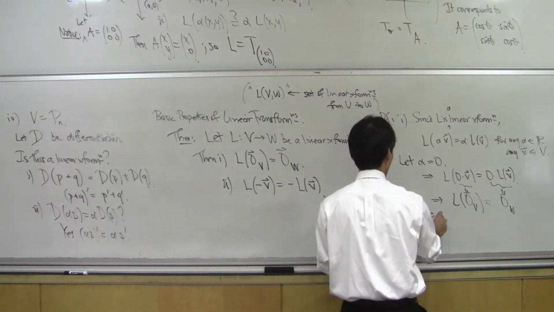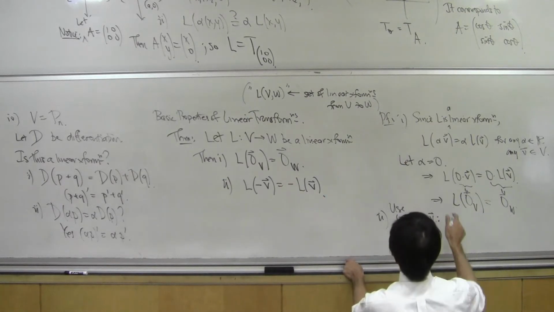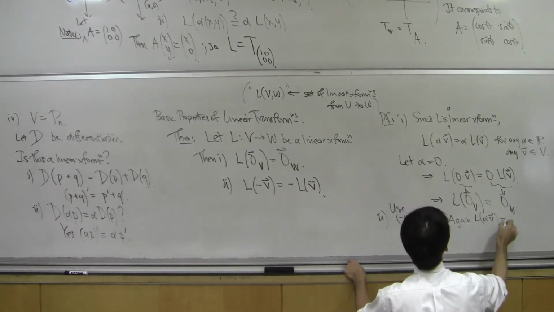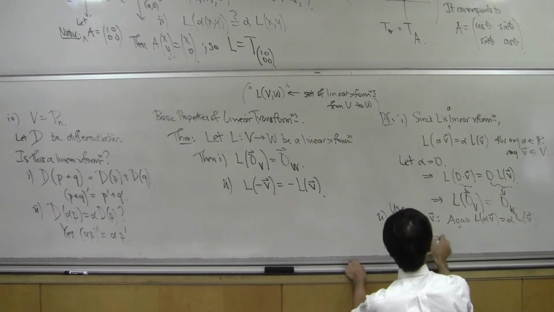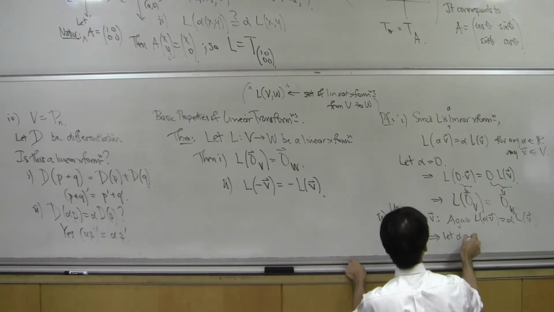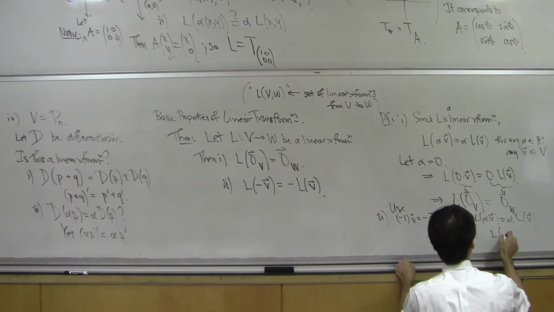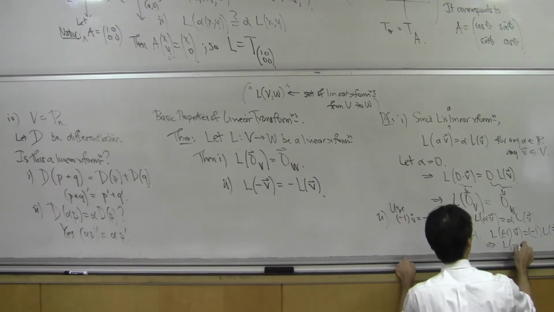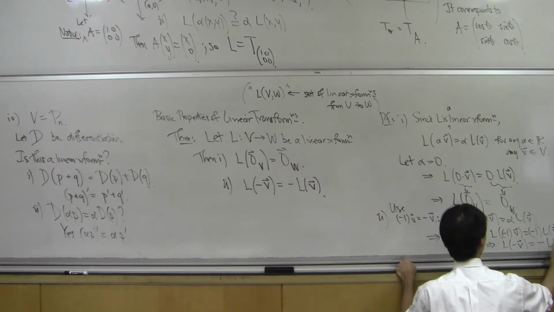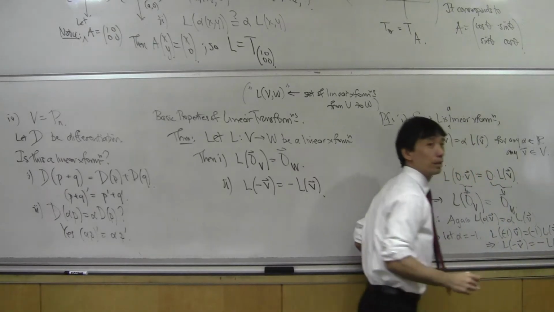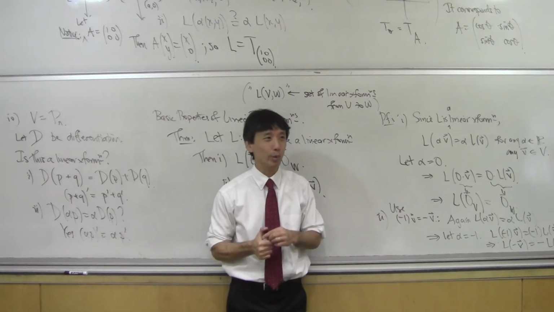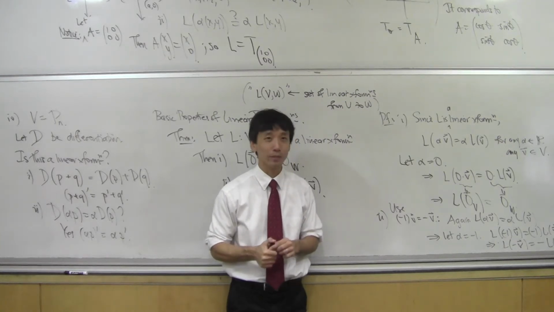Use this fact. Again, L of alpha v equals alpha L of v. So let alpha be -1. We get L of -1 times v equals -1 times L of v. So that tells you that L of the additive inverse is the additive inverse of L. Yes, I gave an even more boring proof in the first class.